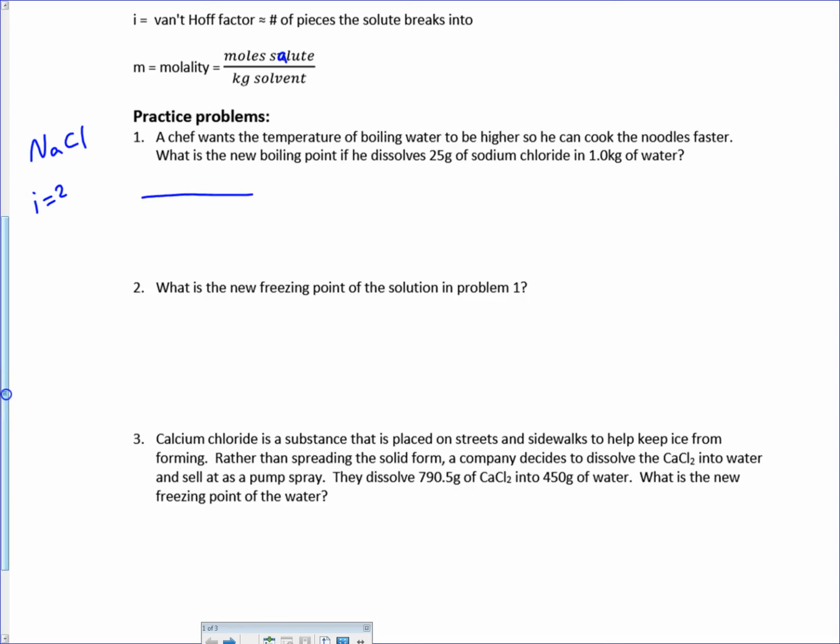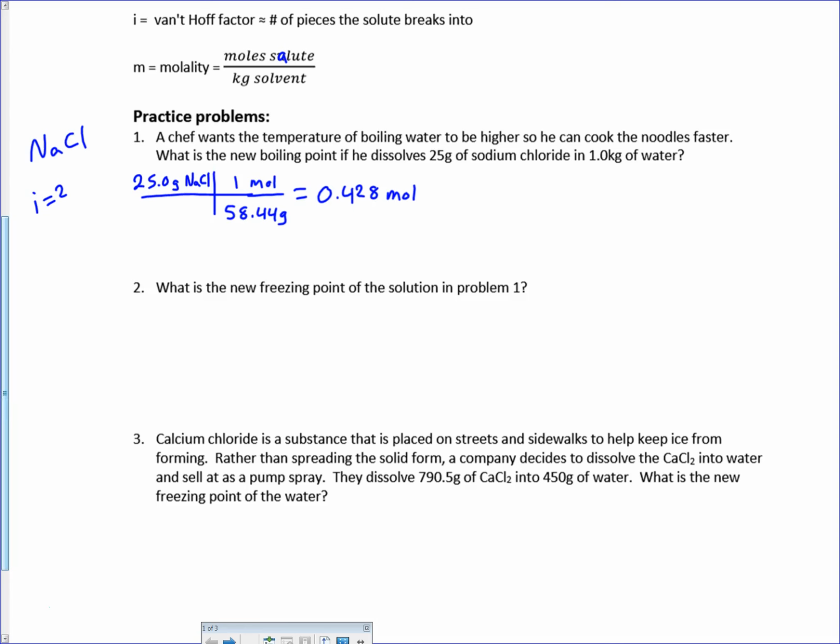We start with 25 grams. We need to get to molality, which means we need to find the moles of salt. To do that, we need to go from grams to moles using the molar mass from the periodic table. So we start with 25.0 grams of NaCl. Then, if you look up on the periodic table, you can find 58.44 grams in 1 mole. You multiply those, you get 0.428 moles.